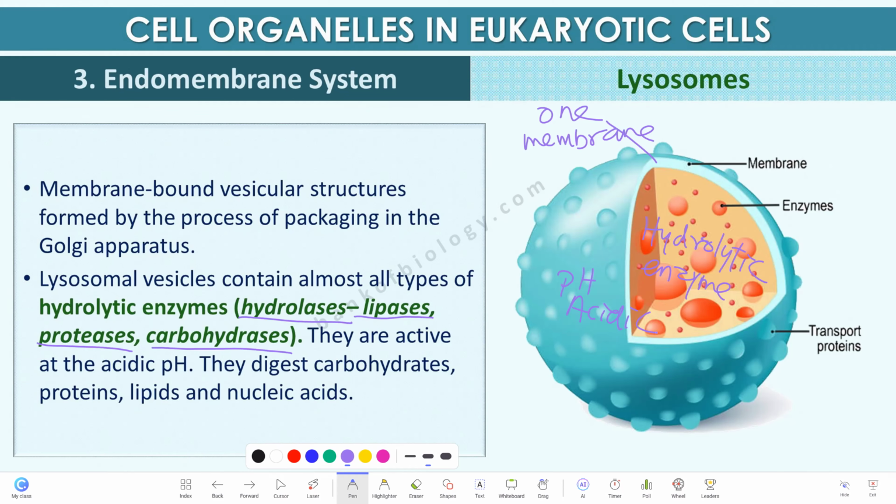Yeah. Let's summarize this, right? What is this? Lysosome. What forms a lysosome? Golgi. Okay. And how many membranes around it? One. What do you find inside? The hydrolases, means digestive enzymes. Can you give examples? Lipase, protease, carbohydrate digesting enzyme, and lipase. So this is called lysosome. Good? Okay.